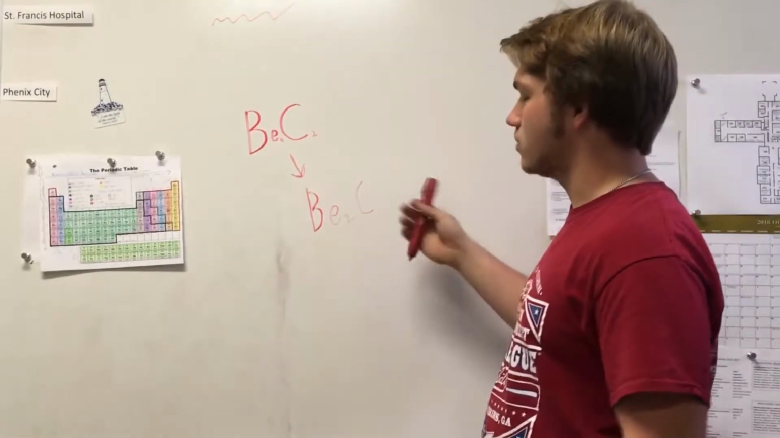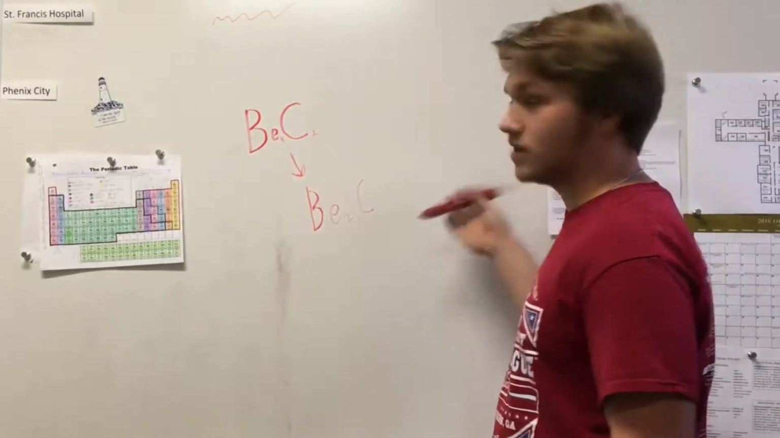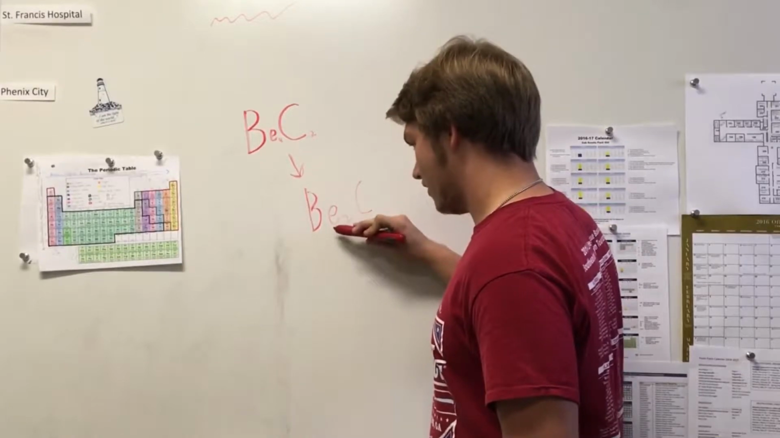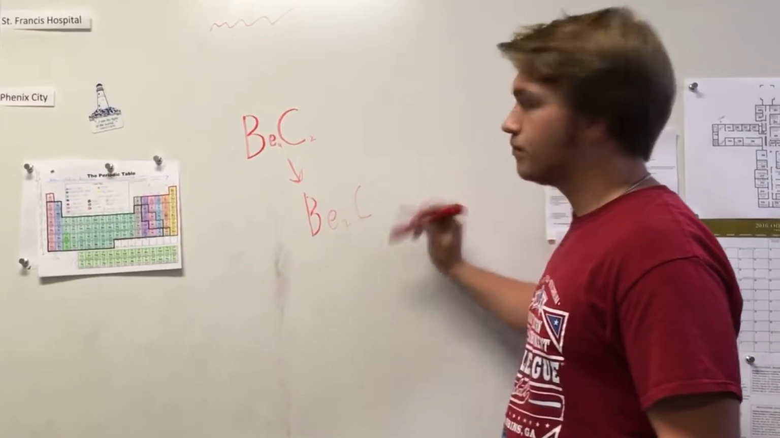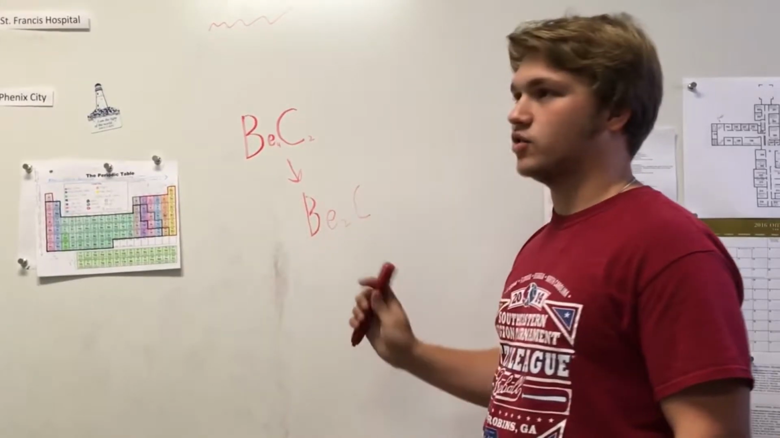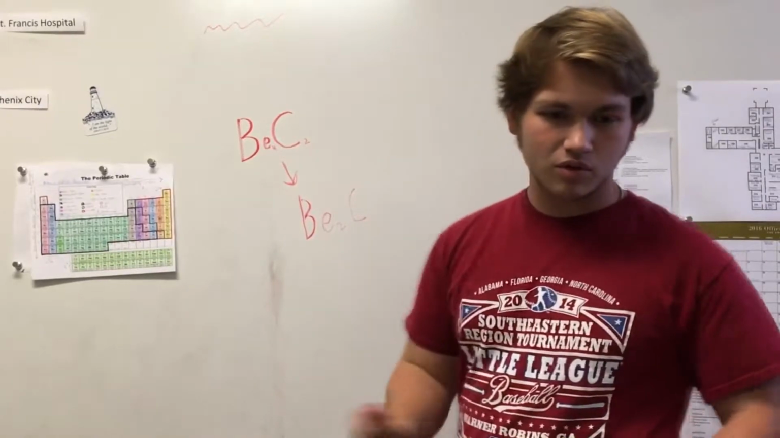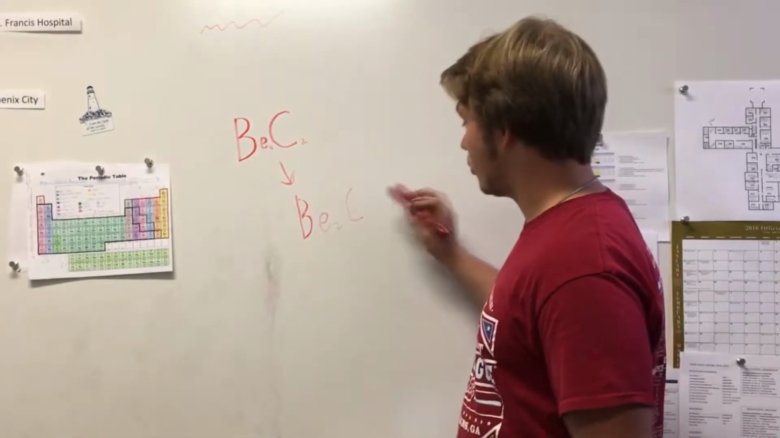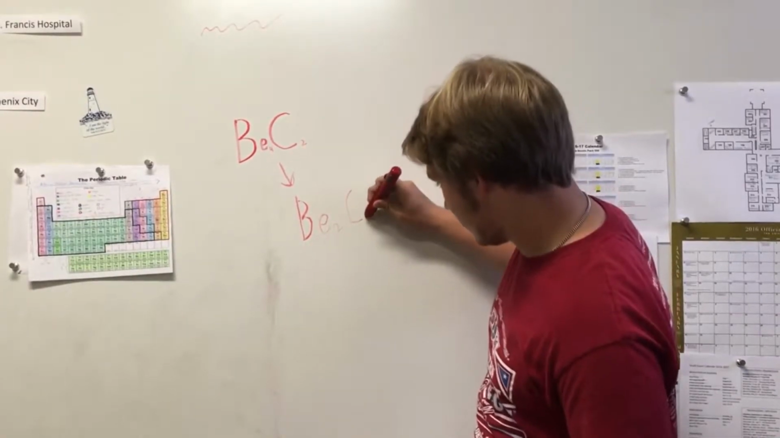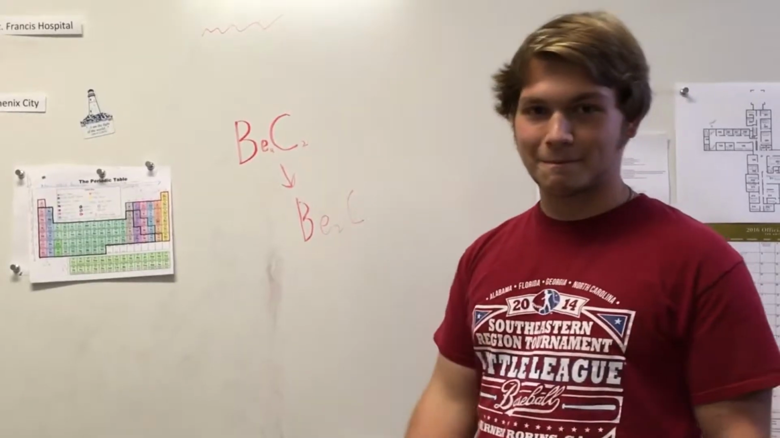And how you would find out the name of a formula, if you saw it, is this, for example. You just say beryllium carbonide. You just say the elements and you add "ide" to the end of the second one. So that's pretty simple. And it's also good to note that whenever you only have one of something, you just don't worry about writing it because it's an understood one.